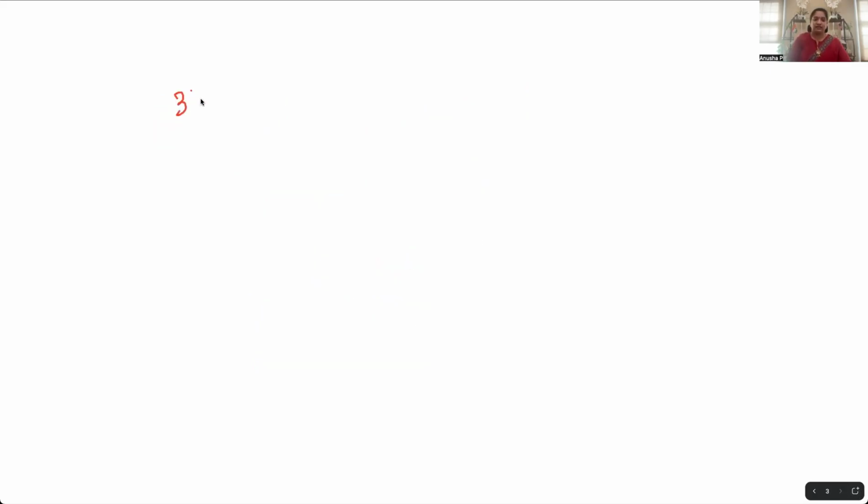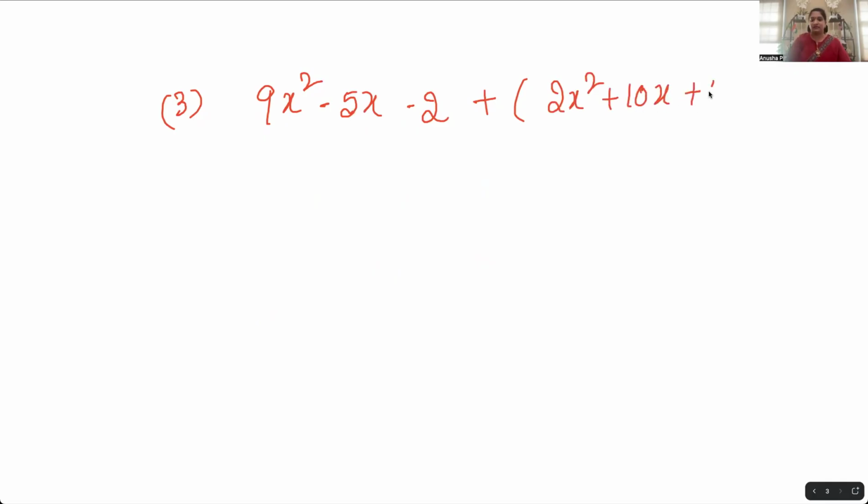Coming to the third example, 9x squared minus 5x minus 2. Now I'm changing to degree 2. And 2x squared plus 10x plus 4. Two polynomials, we are adding. In adding, we are not switching any signs.